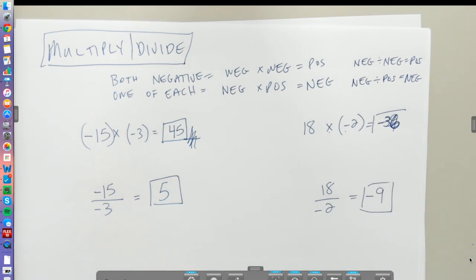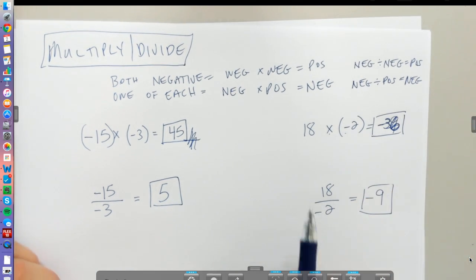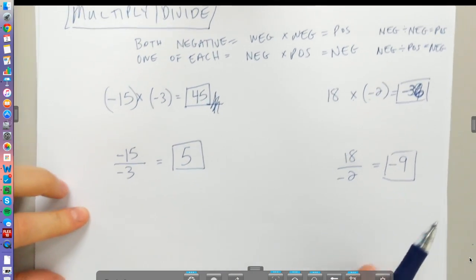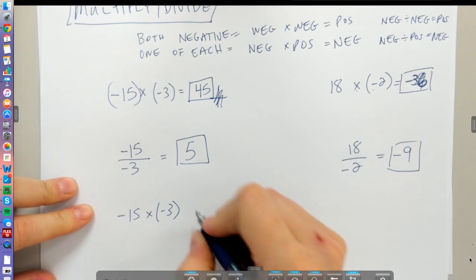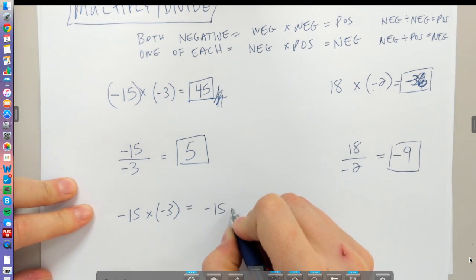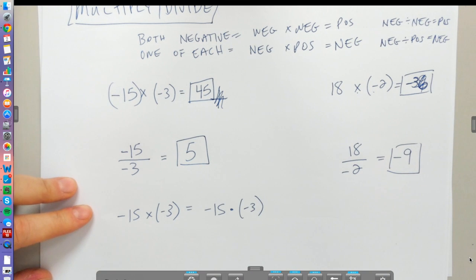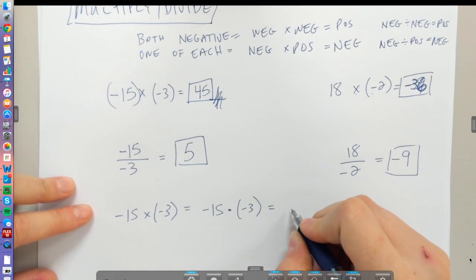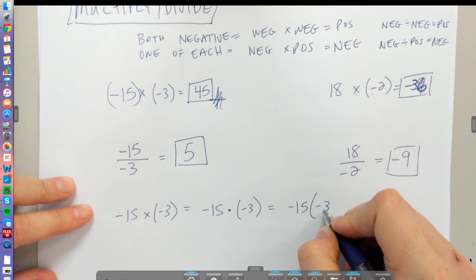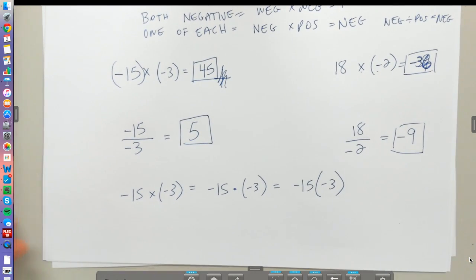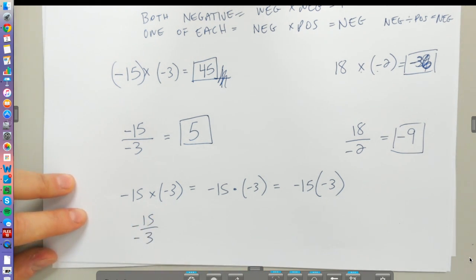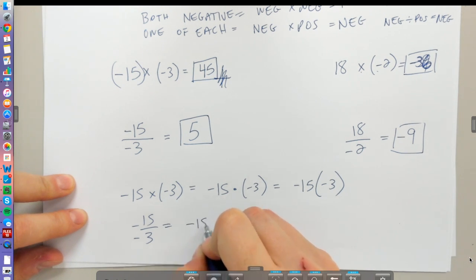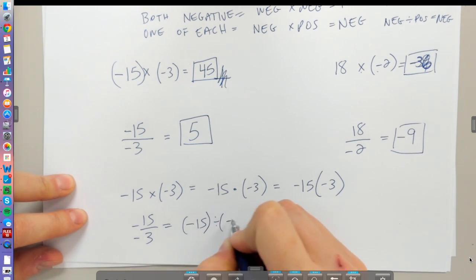Okay. I also really briefly want to remind you of the different ways to write things, okay? So I can write negative 15 times negative 3, okay? That's the same thing as negative 15 dot negative 3, right? That means multiplication too. And I can also just write it with the parentheses, negative 15 times negative 3 with just the parentheses. Just a reminder that all those mean multiplication. Same thing with division. I can do 15 over 3 like this. Okay, or I can do negative 15 divided by negative 3.